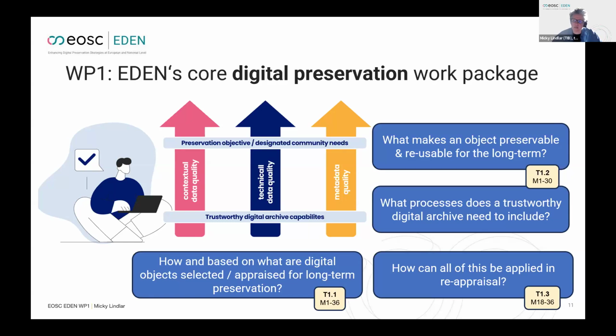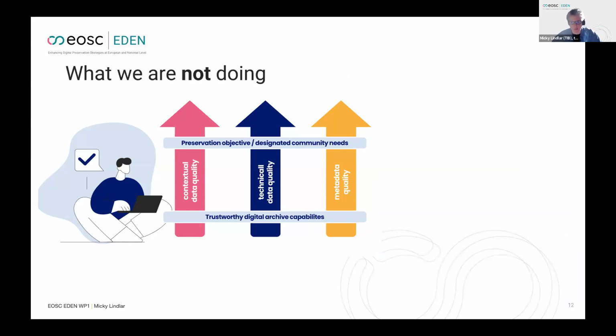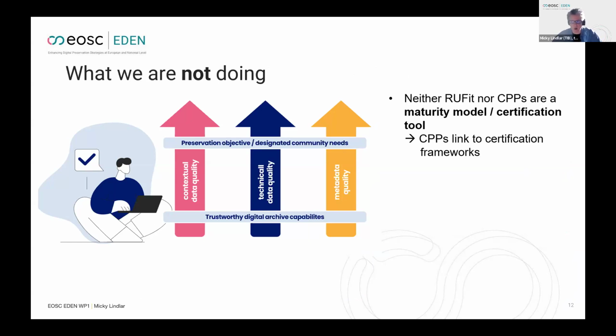So to conclude this segment, I want to briefly highlight what the reuse fitness framework is not. I think it's important to also include what something is not. Neither the reuse fitness model nor the core preservation processes are a maturity model or a certification tool. They're not intended to do that. There are many great tools in the world that do that. But the core preservation processes are linked to certification frameworks. You'll hear about that in a minute.